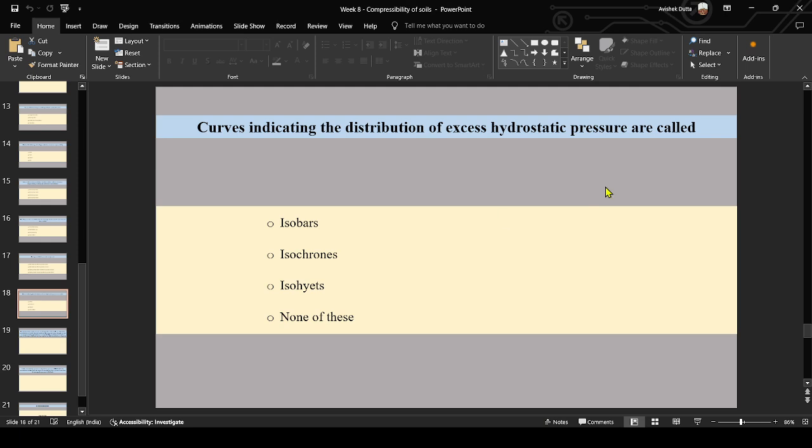Curves indicating the distribution of excess hydrostatic pressure are called. Curves indicating the distribution of excess hydrostatic pressure, obviously it is inside a soil mass, they are called. The options are isobars, isochrones, isoheights, or none of these.